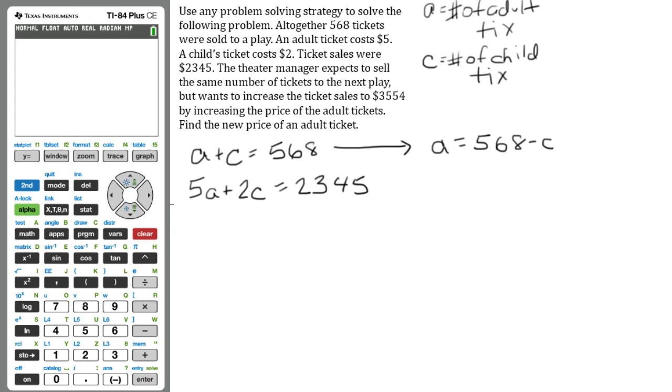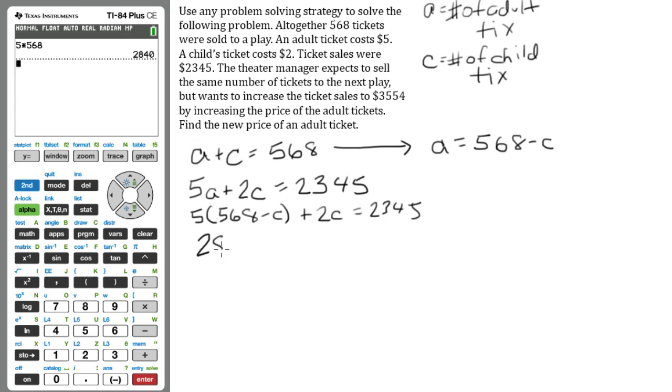So then in this equation here, where I see 5A, I know that I can replace A with 568 minus C. And then everything else is going to be the same, plus 2C equals 2345. Okay, well, I got to do some distributing here, and I can't do that in my head, so I'm going to use my calculator. 5 times 568. Okay, so that's 2,840.